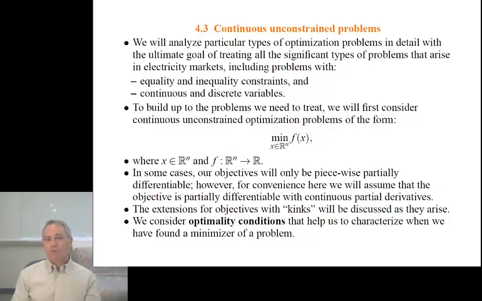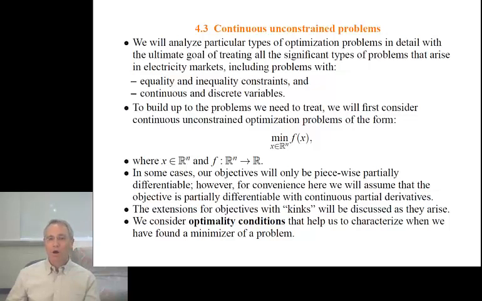In practice, our objectives are sometimes only piecewise partially differentiable. However, for convenience here in exhibiting a convenient form of the optimality conditions, we're going to make the assumption that the objective is partially differentiable with continuous partial derivatives. We'll need to consider some extensions when the objective is not so well behaved, when it's got kinks or jumps, and we'll extend our analysis to those cases when we need them.